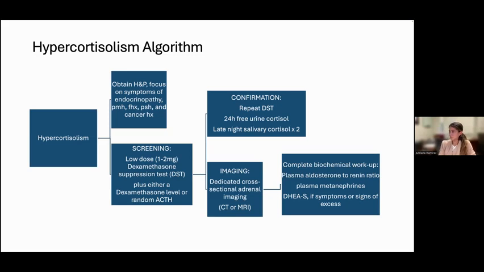Also, at that time, I order dedicated cross-sectional adrenal imaging, either with a CT or MRI, if it's not been previously obtained. And finally, if at any point I have cross-sectional imaging with evidence of an adrenal mass, I will complete the remainder of the biochemical workup. In this case, that would be serum aldosterone levels with plasma renin activity and plasma metanephrines.